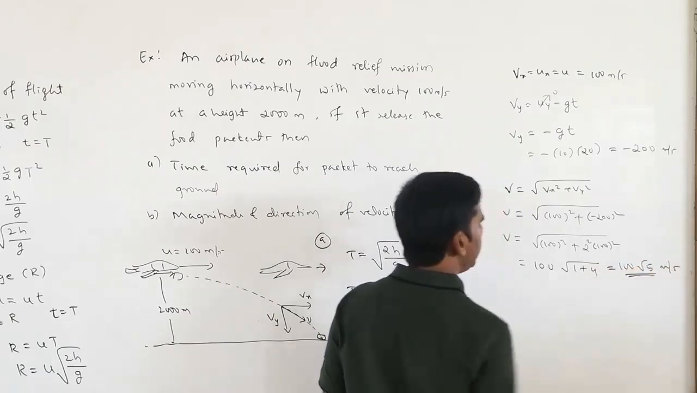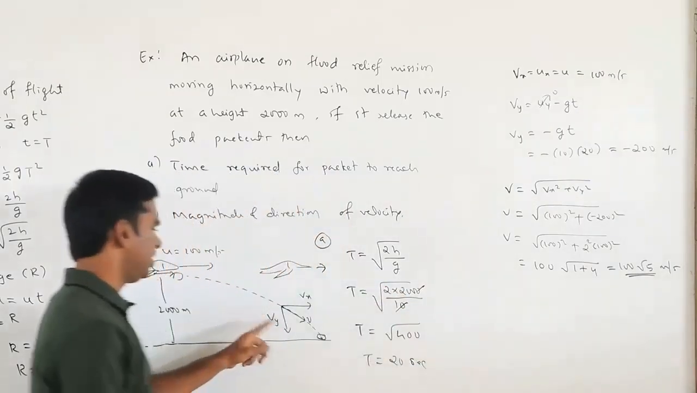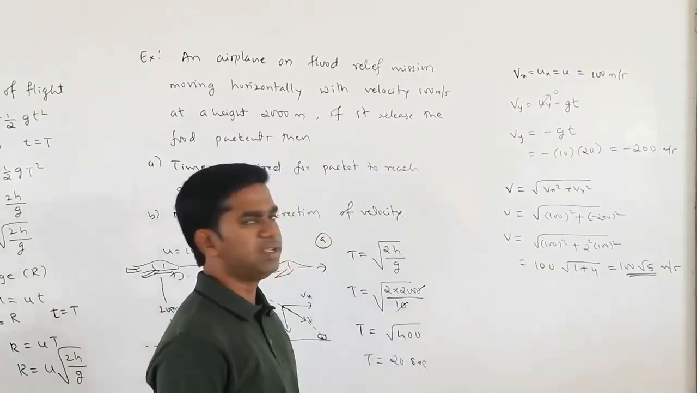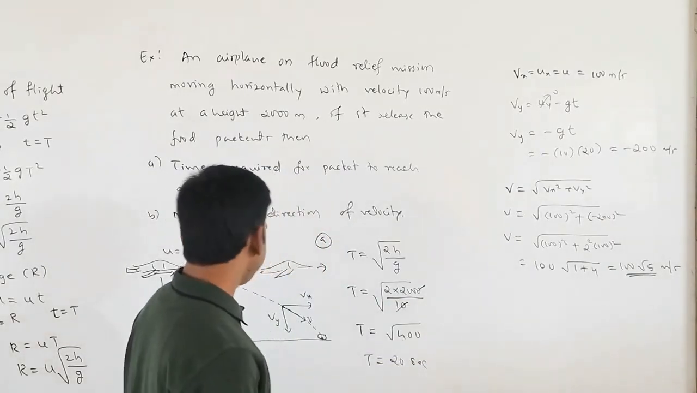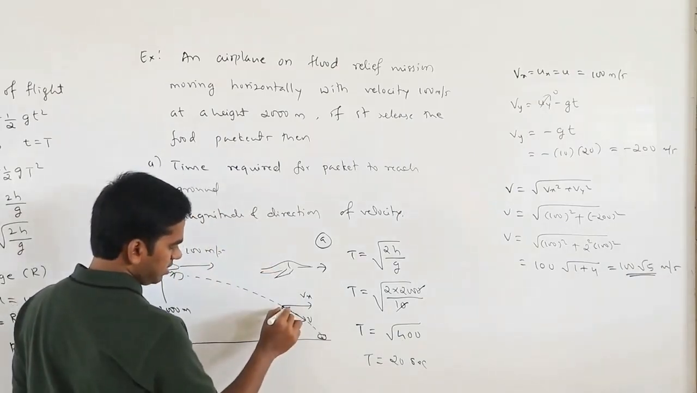This is what is going to be your final velocity when it reaches the ground. When it is reaching the ground, this is the velocity. If they are asking for direction, it is making some angle over here.